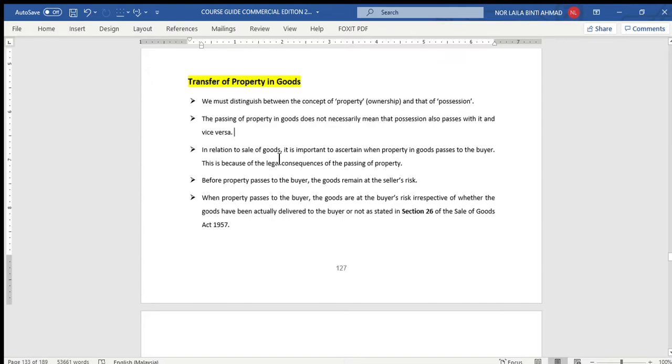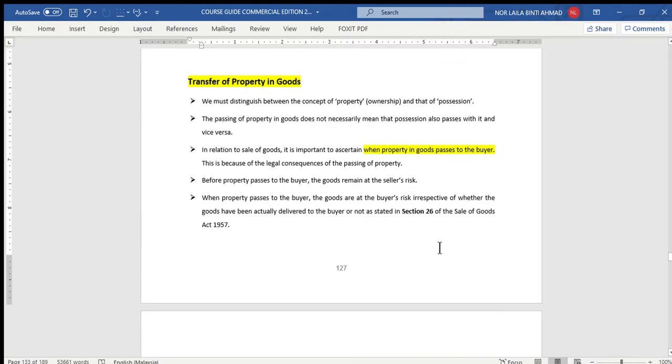In relation to sale of goods, it is important to ascertain when the property in goods pass to the buyer. Okay, this is very important. We need to determine when the property in goods pass to the buyer. This is because of the legal consequences of the passing of property. Before property pass to the buyer, the goods remain at the seller's risk. When property pass to the buyer, the goods are at the buyer's risk irrespective of whether the goods have been actually delivered to the buyer or not.